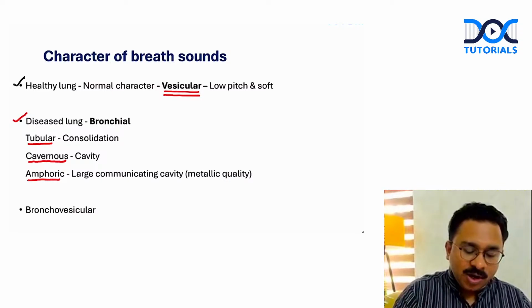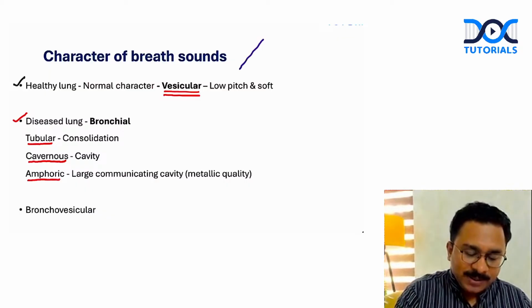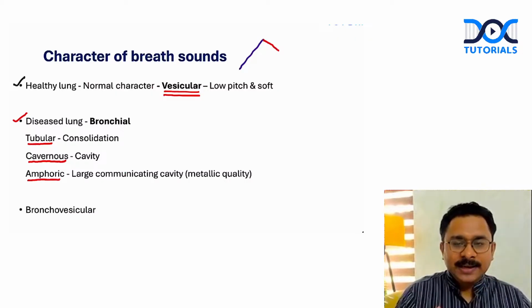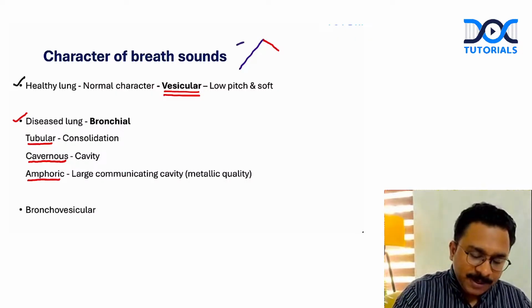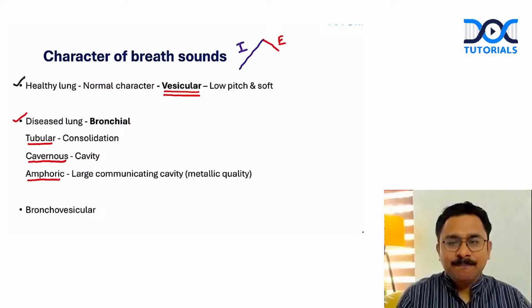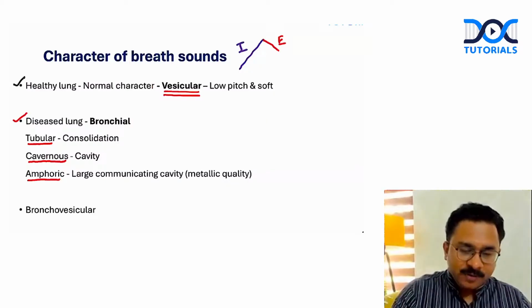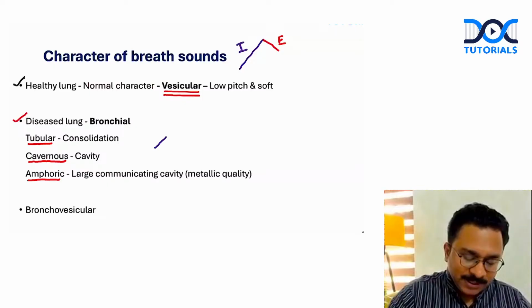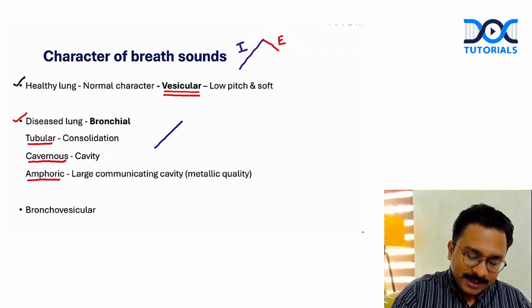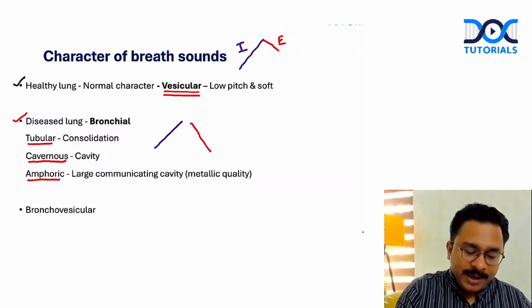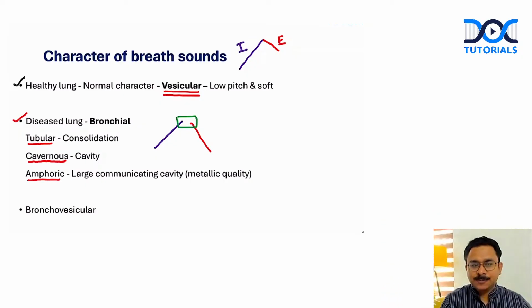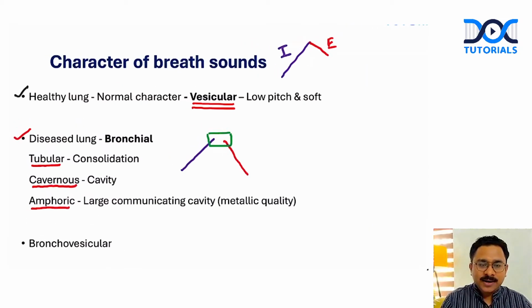When you talk about vesicular breathing, when you draw it, this will be the inspiratory part and this will be the expiratory part. You can very well see that the inspiratory limb is much longer and the expiratory limb is pretty short, and there is no gap between inspiration and expiration. Whereas when it comes to bronchial breathing, you will have the inspiratory limb, and an expiratory limb which is almost equal to the inspiratory limb, and you can very well appreciate a definite gap between inspiration and expiration, which is not there in vesicular breathing.